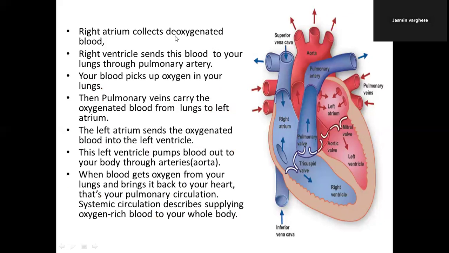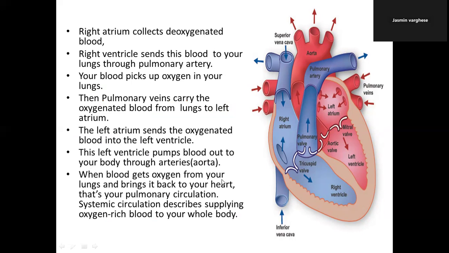The right atrium collects deoxygenated blood. The right ventricle sends this blood to your lungs through the pulmonary artery. Your blood picks up oxygen in your lungs. Then the pulmonary veins carry the oxygenated blood from the lungs to the left atrium. From the left atrium, it sends the oxygenated blood to the left ventricle. From the left ventricle, it pumps out to your body through the aorta.